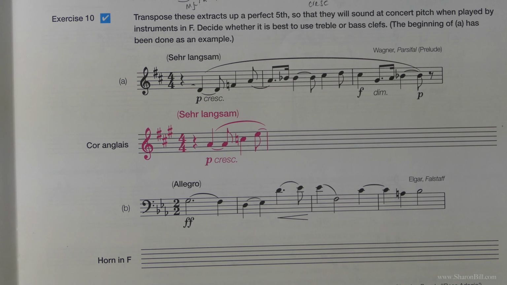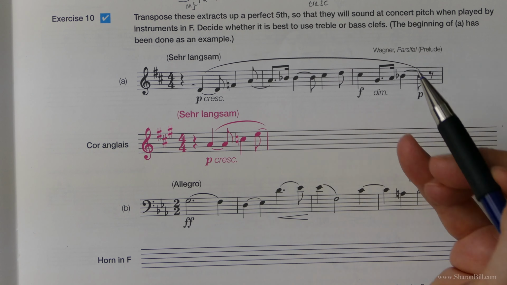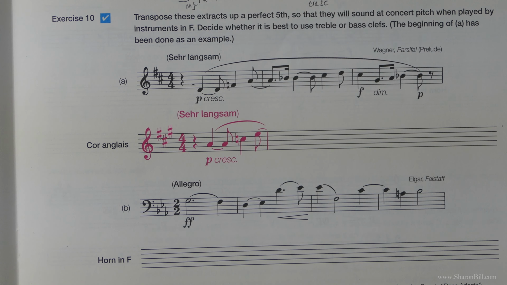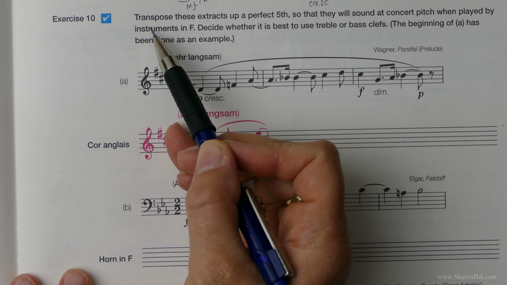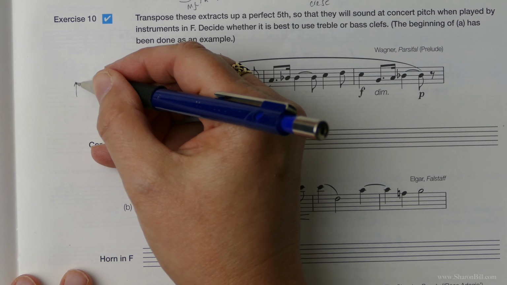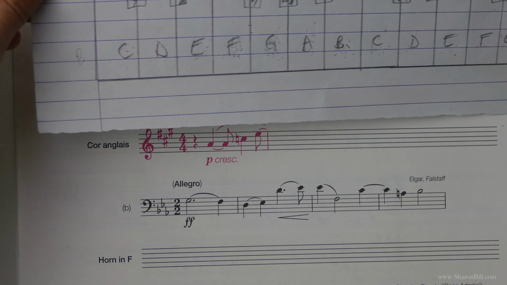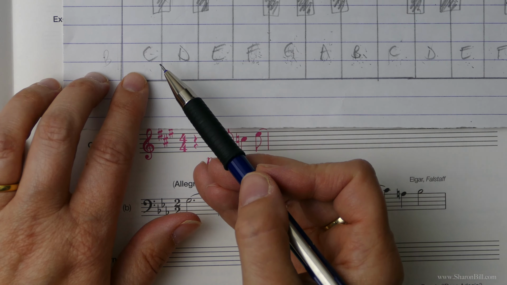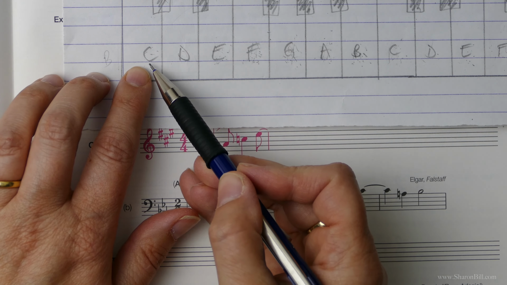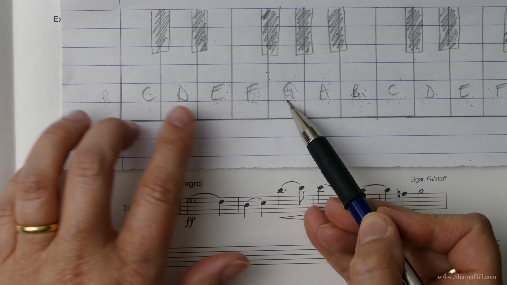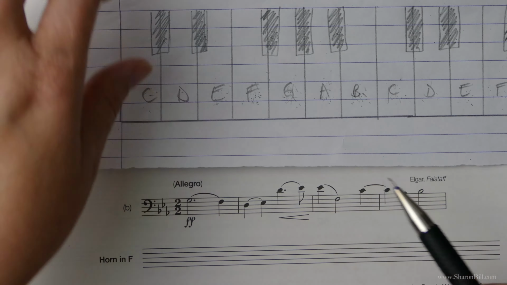So let's see what exercise 10 asks us to do. The principle is the same. We adjust the key signature by the interval that they've asked us to, and then we just negotiate the accidentals as we go along. So we're asked to transpose these extracts up a perfect fifth so that they'll sound at concert pitch. Therefore, if we want an instrument to sound a C, it's going to have to play a G, so we have to write 5 notes higher so that it will sound at concert pitch.